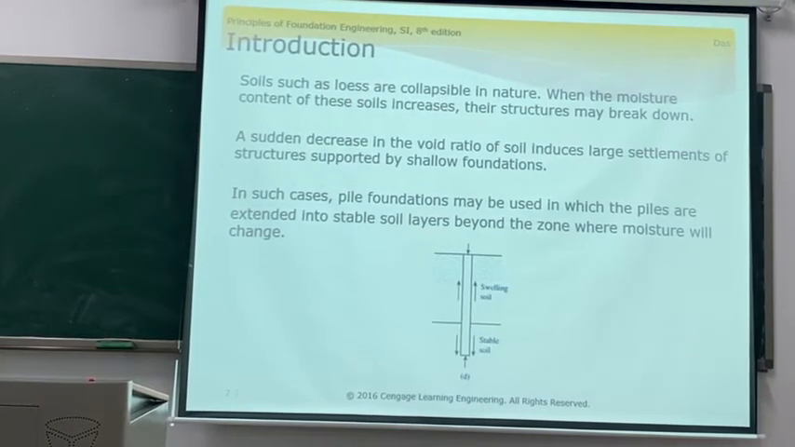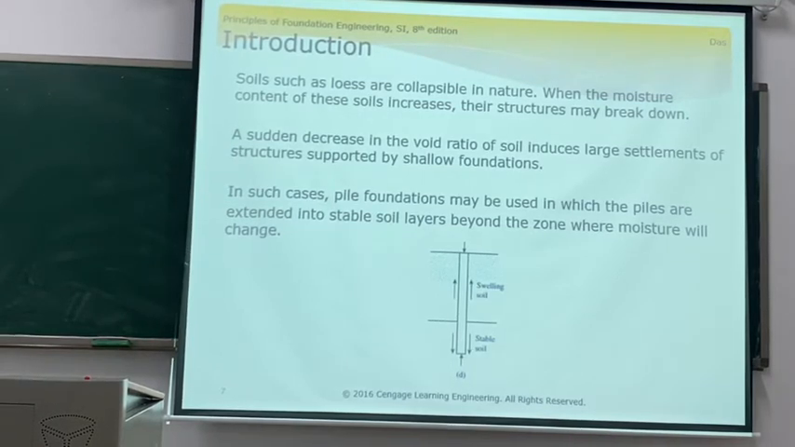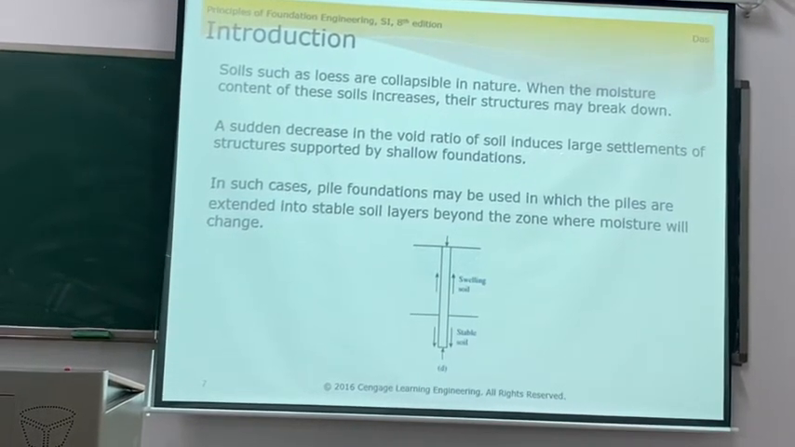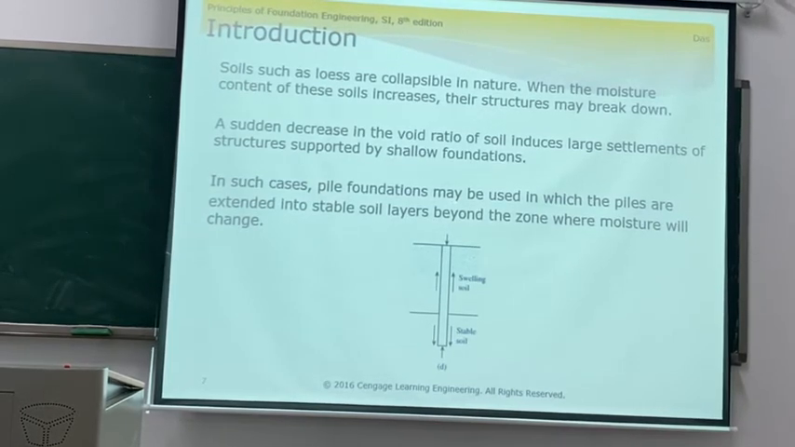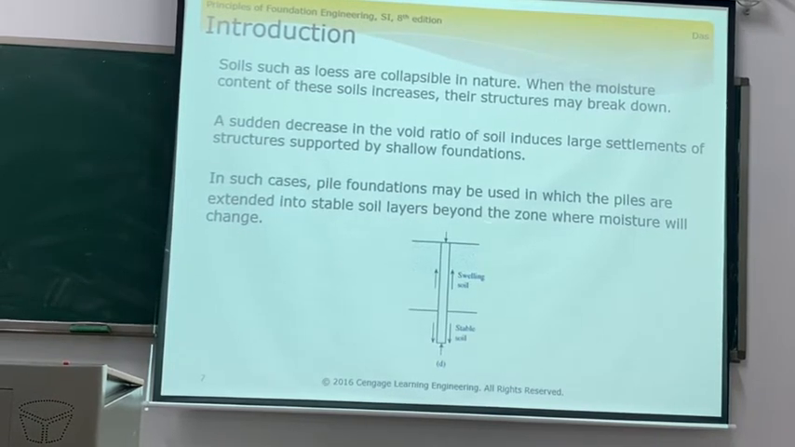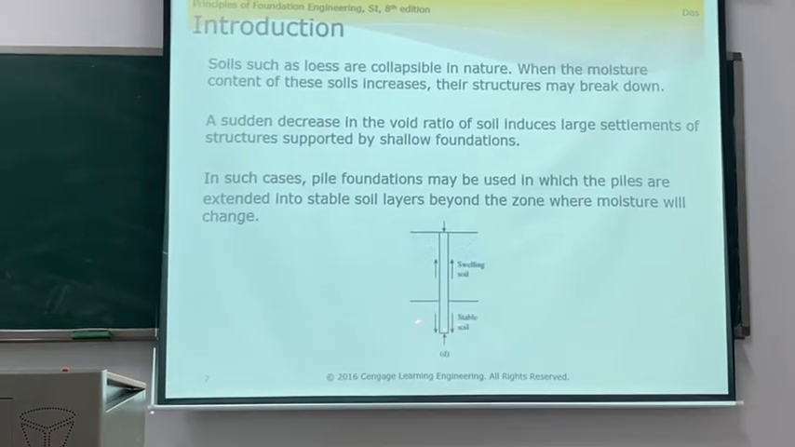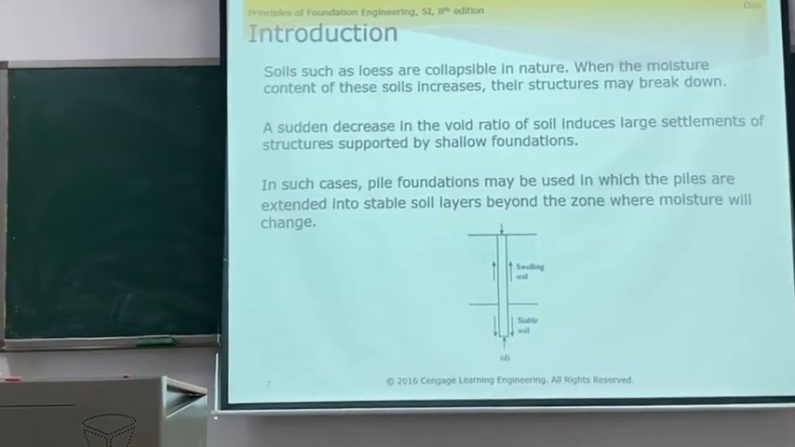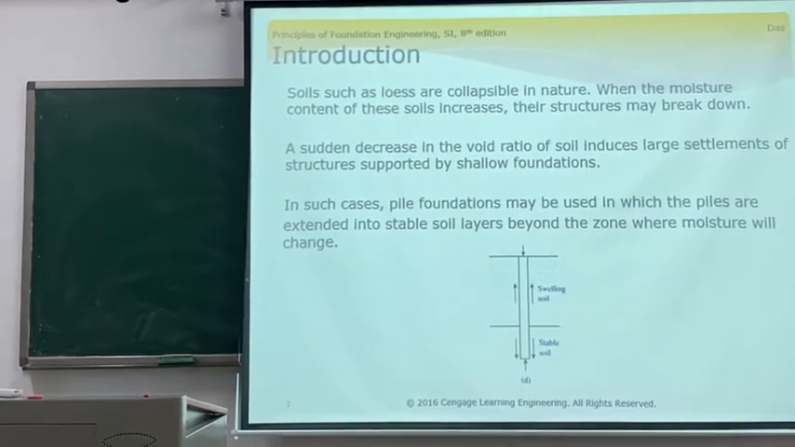Soils such as loose and collapsible soils in nature: when the moisture content of this soil increases, the structure may be broken down. An increase in the void ratio of the soil induces larger settlement of structures supported by shallow foundations. In such cases, pile foundations may be used, in which the piles are extended into stable soil layers beyond the zone where moisture will change. In this case the soil is stable, so the moisture is stable, and the water can't go out.